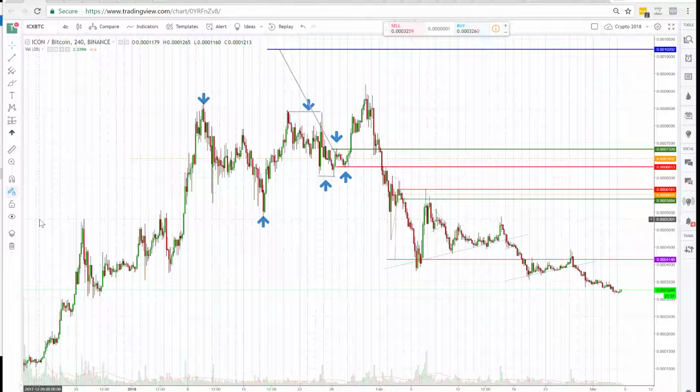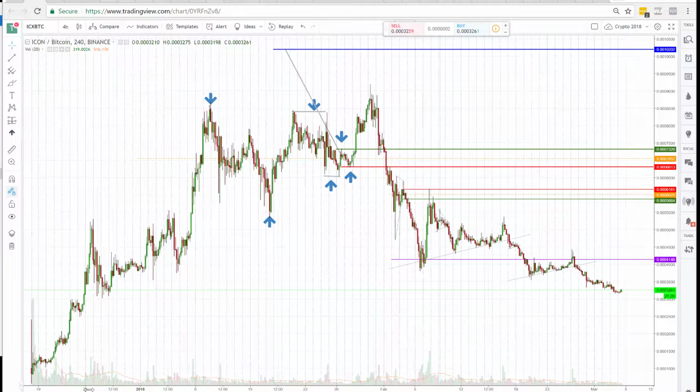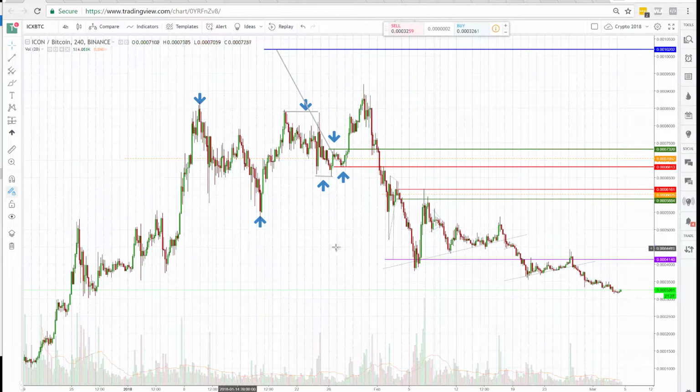Yeah, I don't do requests, but a couple of people asked about Icon, and we had traded it a little bit on the long side with upside, leading to its final failed setup over here.